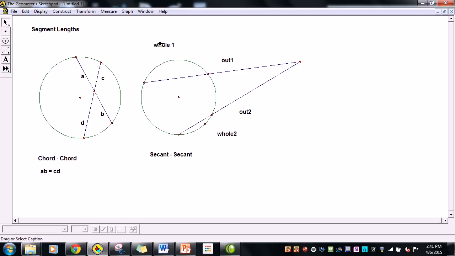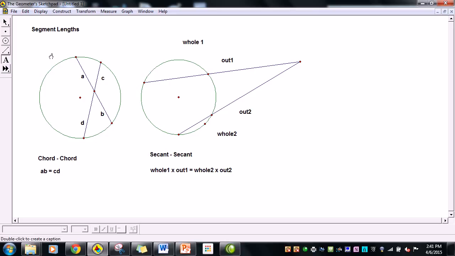So what the secant rule says is the product of the whole times the outside piece of the first one is equal to the product of the whole length times the outside length of the second. So the way I would write that is whole times outside piece is equal to the second whole secant times its outside piece. So this length, whatever it is, of the whole secant times the outside length, which is from here to here, of the first secant is equal to the whole length times the outside length of the second secant. That's called the secant-secant rule.